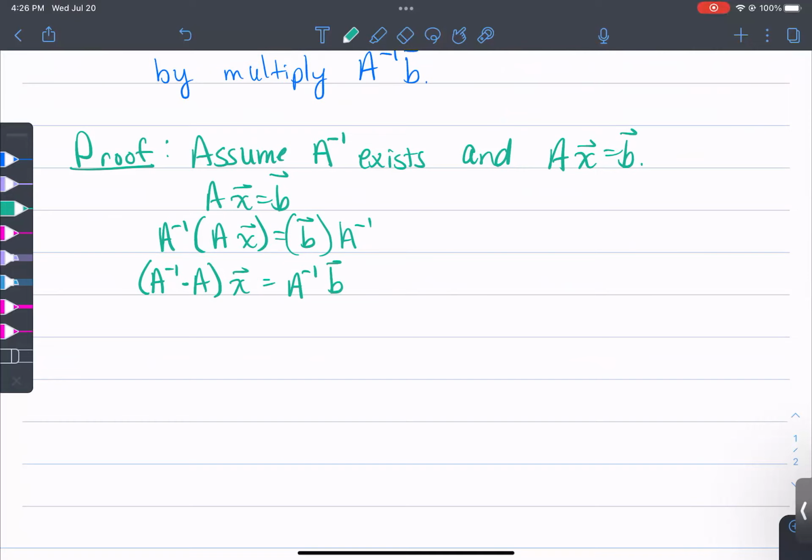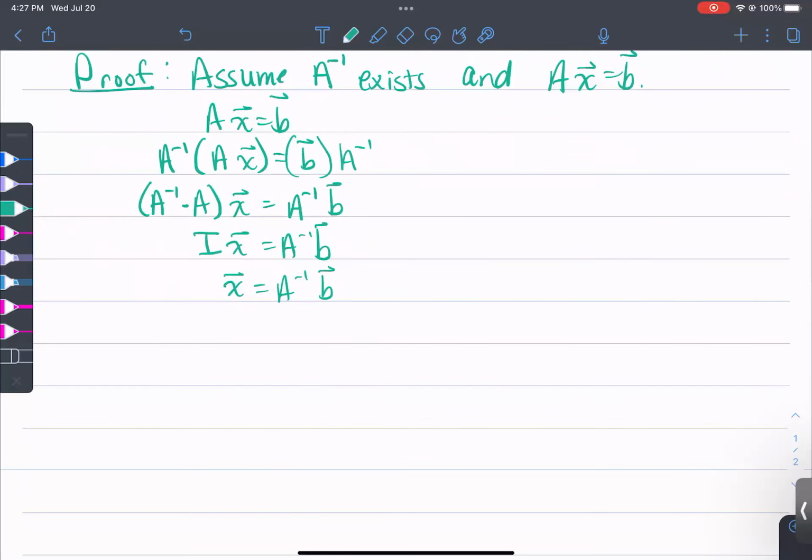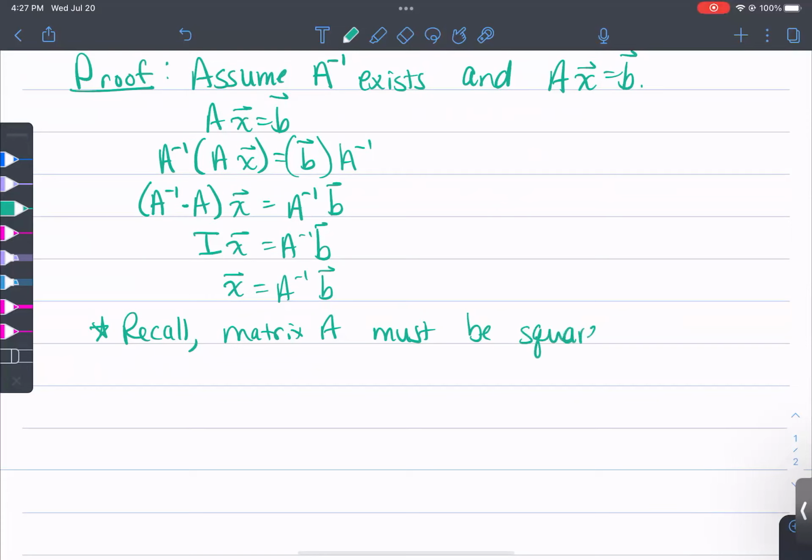And A inverse times A gives us the identity matrix. And the identity matrix times any matrix just gives you the matrix by itself. So then it is true that the x vector can be solved for by multiplying the inverse of A times the B vector. So remember, matrix A must be square for a unique system to exist. Sorry, unique solution.